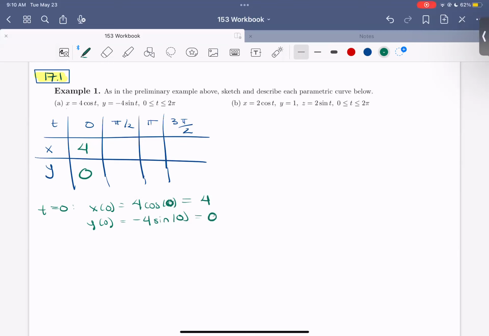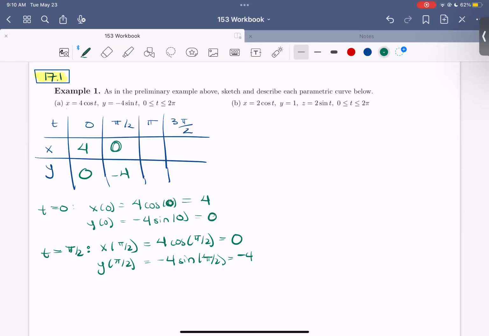Let's do one more together. How about when t equals pi over 2? Now we'll look at x of pi over 2 and y of pi over 2. For x, we get 4 cosine of pi over 2, and cosine of pi over 2 is just 0, so we get 0 for x. Then we get negative 4 sine of pi over 2. Sine of pi over 2 is 1, so this becomes negative 4 times 1, which is negative 4. So this point is 0, negative 4.